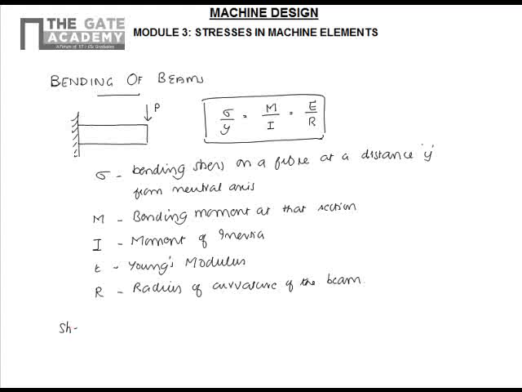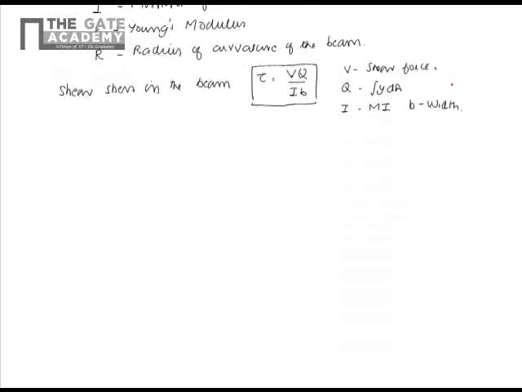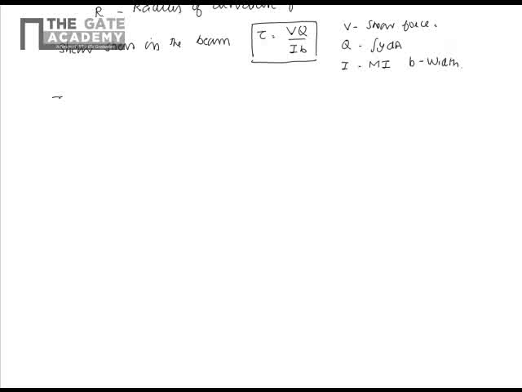And the shear stress in the beam, tau, is given by VQ by IB, where V is the shear force, Q is nothing but the integral of y dA, I is the moment of inertia, and B is the width of the beam. This is about the bending of beams. Similarly, we have torsion of shafts.